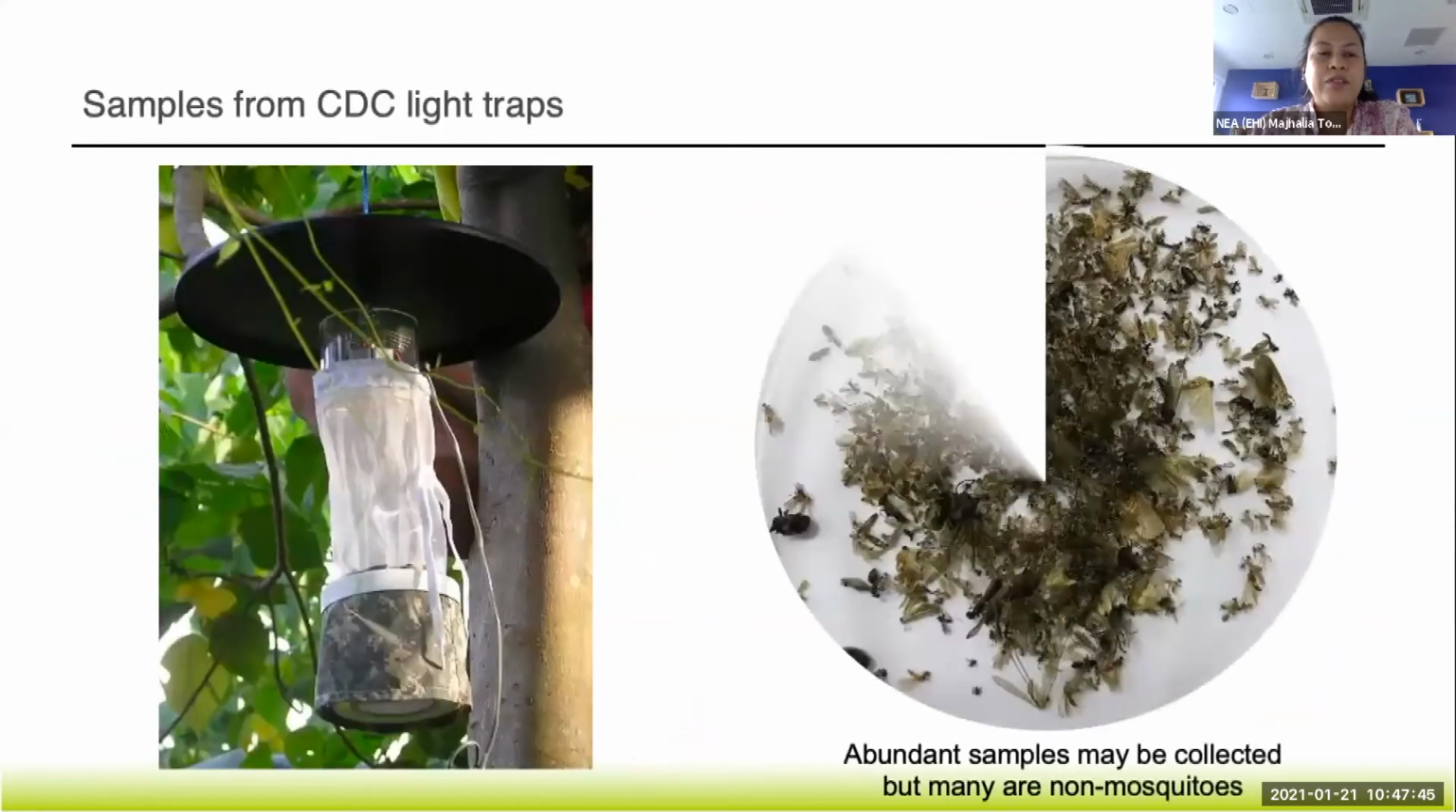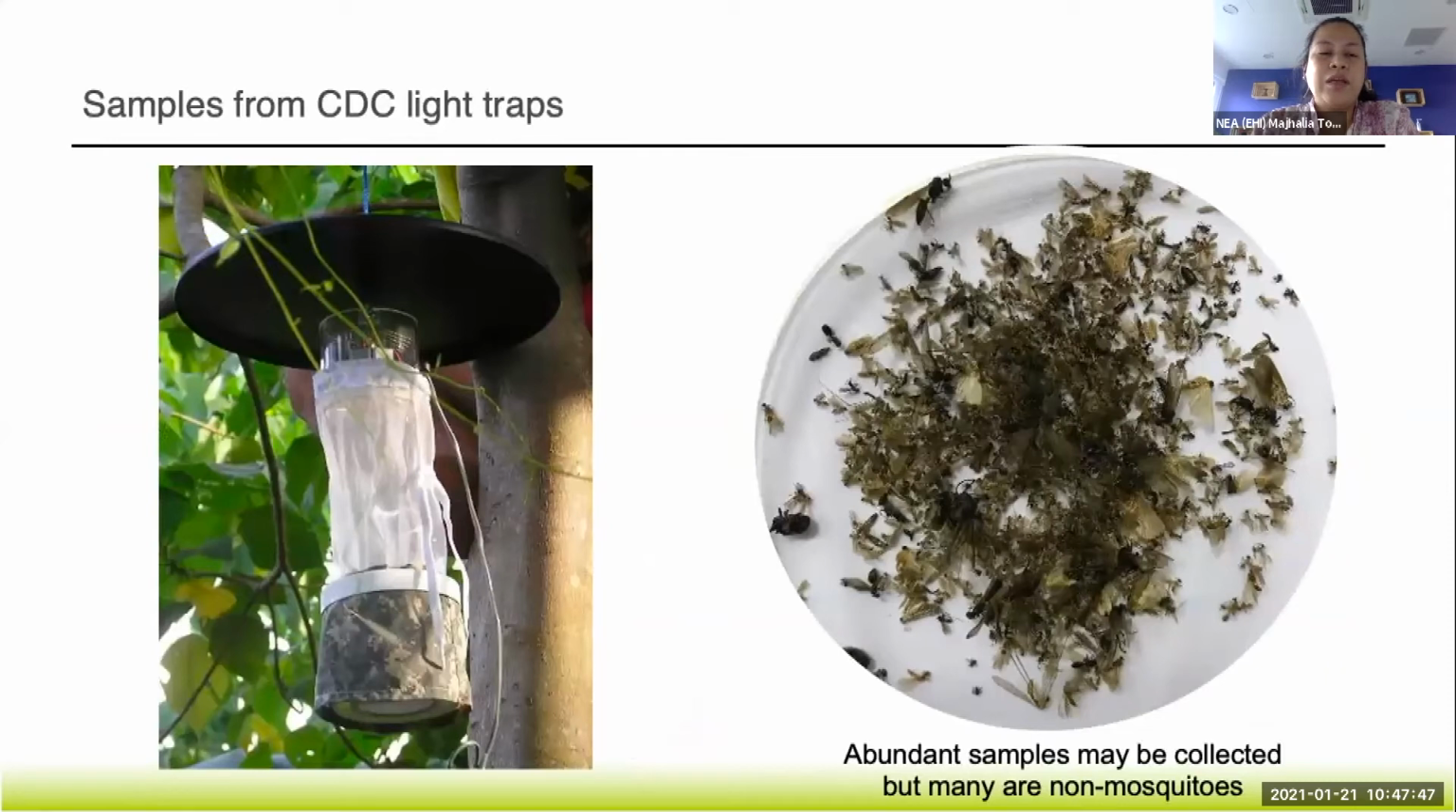All right. So for the CDC light trap, right? This is a very common tool. We deploy this, let's say, for 12 hours, and after you deploy this trap, you will have abundant samples, and these samples are a lot of different kinds of insects, and sometimes there's just a few mosquitoes inside. So many are non-mosquitoes, and you really have to dig through a lot of these non-mosquito samples to find your mosquito samples, because sometimes deployment takes too long, and some of the samples are really degraded by the time we receive them.